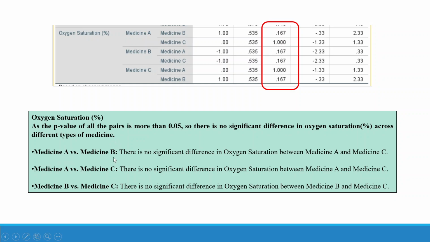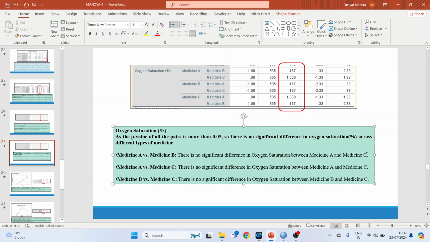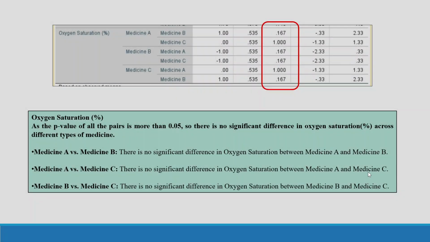So medicine A versus medicine B, this is desirable. Actually, this is desirable. This we want, that the medicine does not alter the oxygen saturation. So medicine A versus medicine B, there is no significant difference in oxygen saturation between A and C. So I'll have to make a change here also. I'll make this as B. Medicine A and C, there is no significant difference in oxygen saturation between A and C. B and C, there is no significant difference in oxygen saturation between medicine B and C.